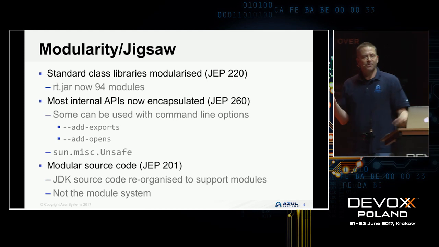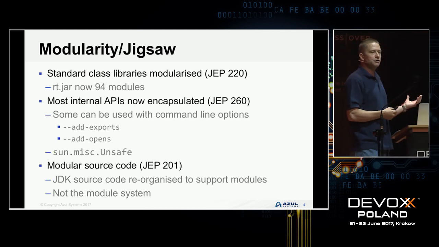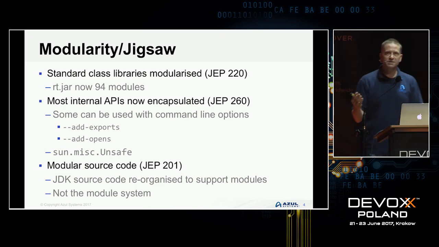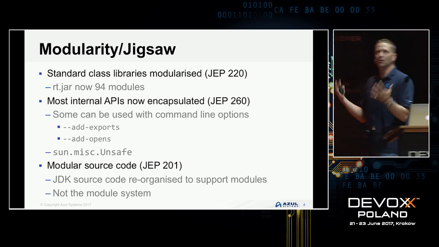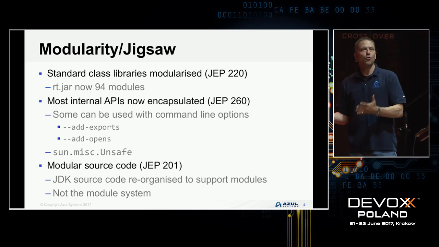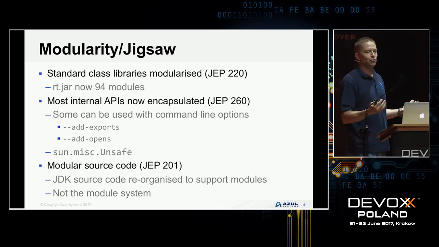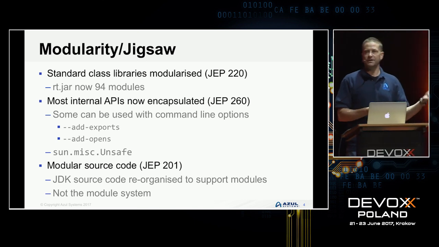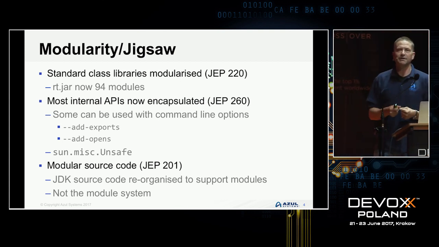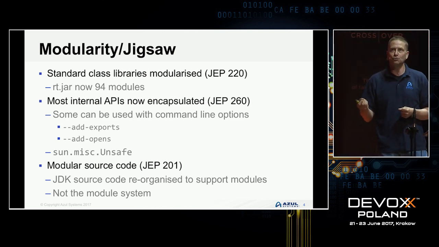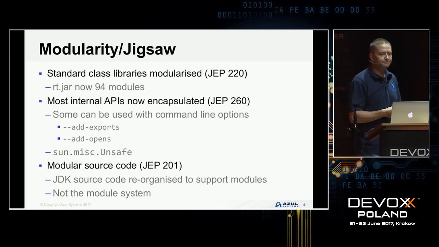Now, in terms of modularity and Jigsaw, let's just talk a little bit about that. One of the changes that you're going to see is modularization of the core platform itself. We're moving away from this monolithic rt.jar with 4,500 classes in it to a set of modules. And if you look in the JDK 9 directories, you'll find that, as of the last time I looked, there were 94 modules. And there are now JMod files rather than an rt.jar.